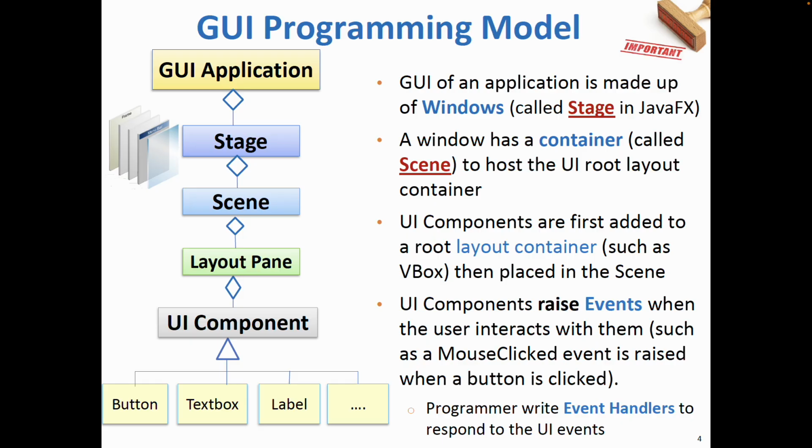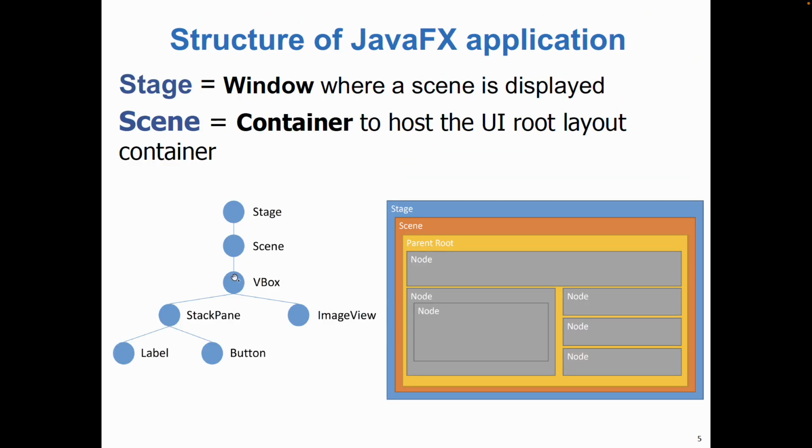And then for each layout pane, I put my components: a button, text box, labels, images, whatever it is, so each of them is a UI component. Each of them is placed, and their location is determined by the layout pane. So this is the main layers of a graphical user interface programming model.